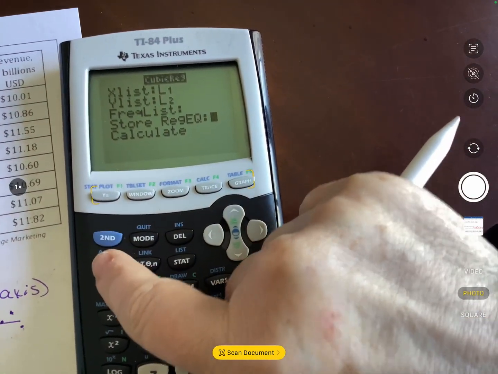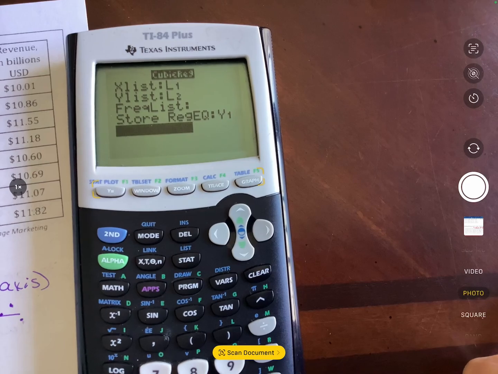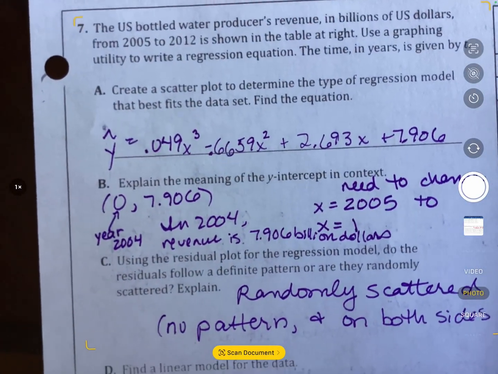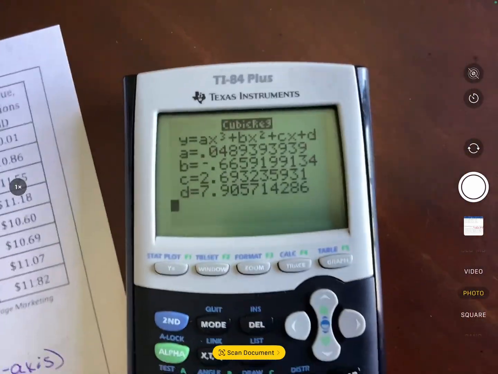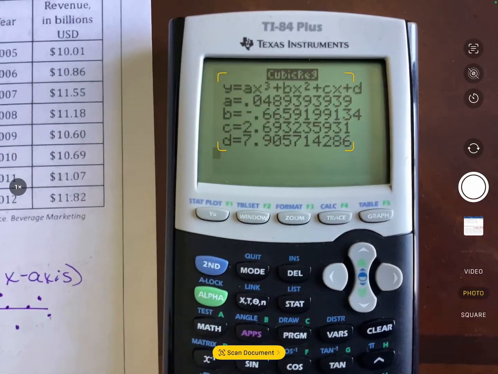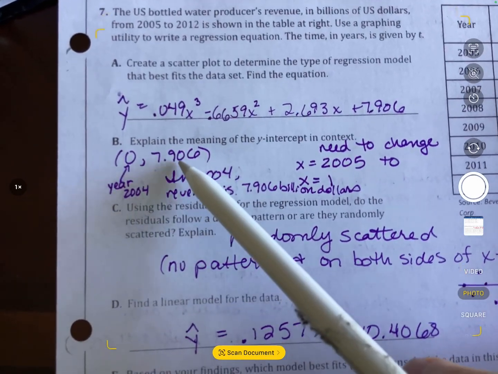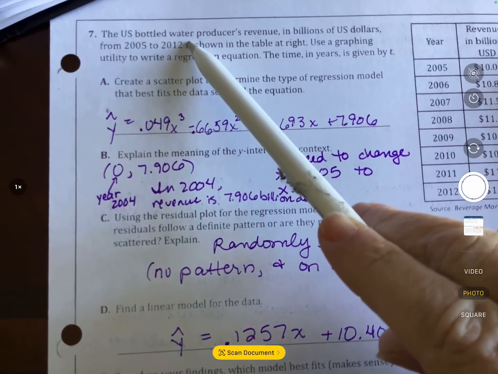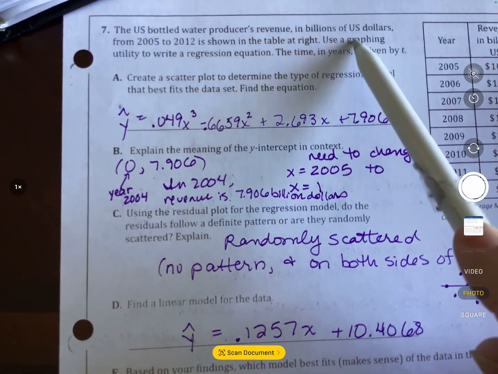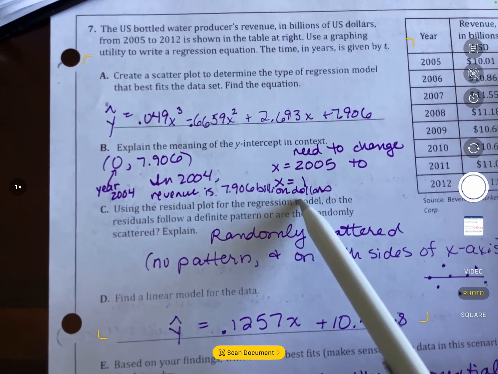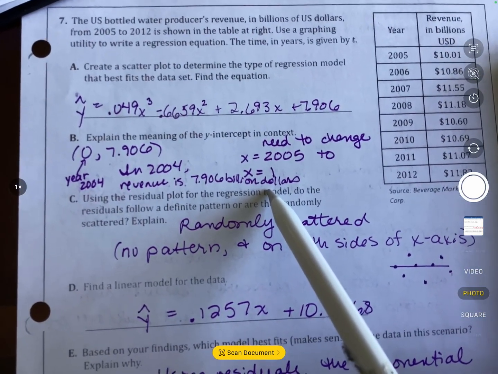And storing the equation in y1. All right, so that's where that equation comes from. That's where all those numbers come from. Okay, so there's that. And then we interpret the y-intercept. The y-intercept would be in the year 2004. The bottled water producers' revenue in billions of US dollars was 7.9. So $7.906 billion was the water bottle producers' revenue.